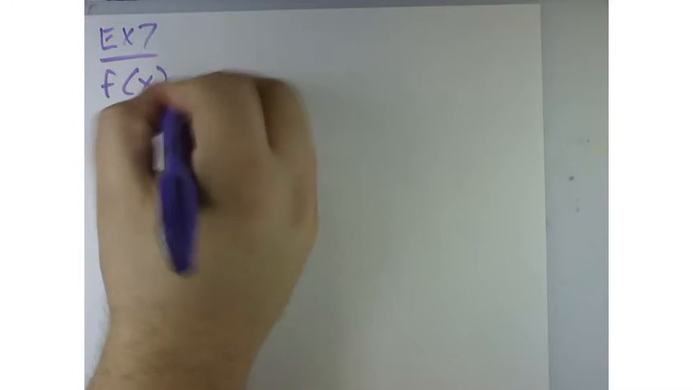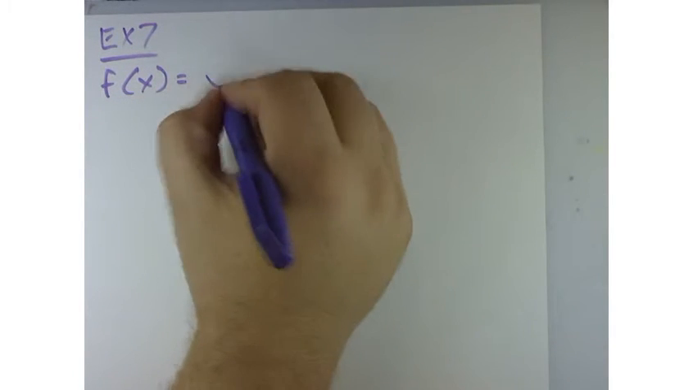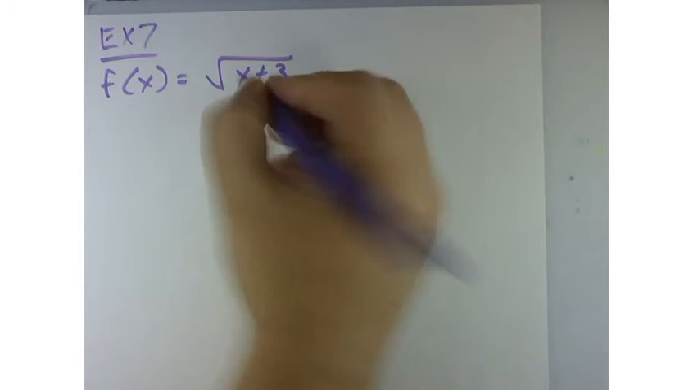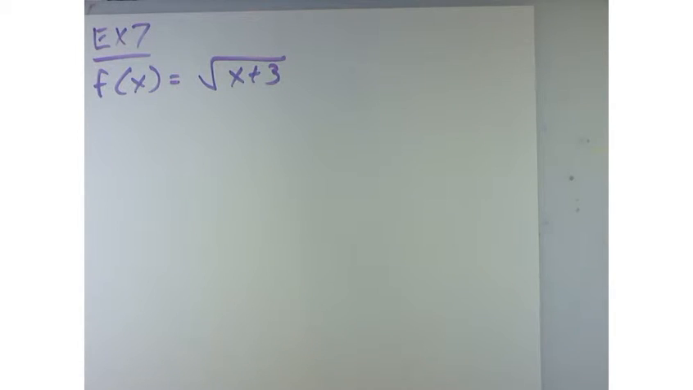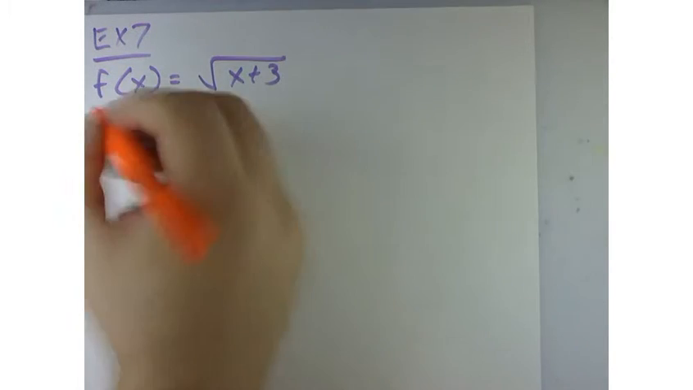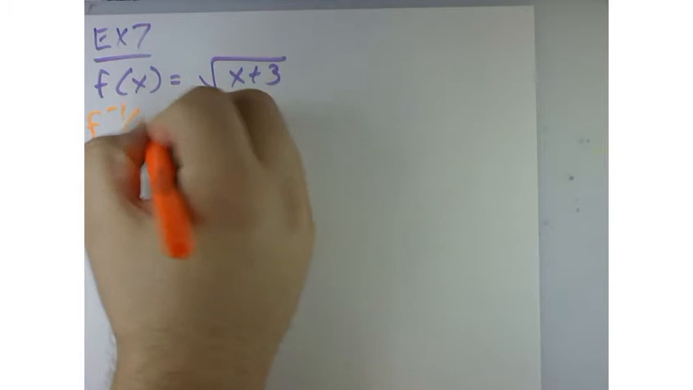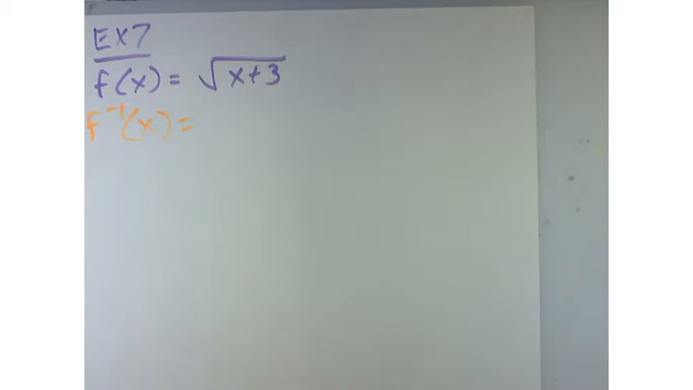If we're given the function f of x is equal to the square root of x plus 3, they want us to figure out what restrictions might there be on the inverse of this function. Well, first let's find the inverse.